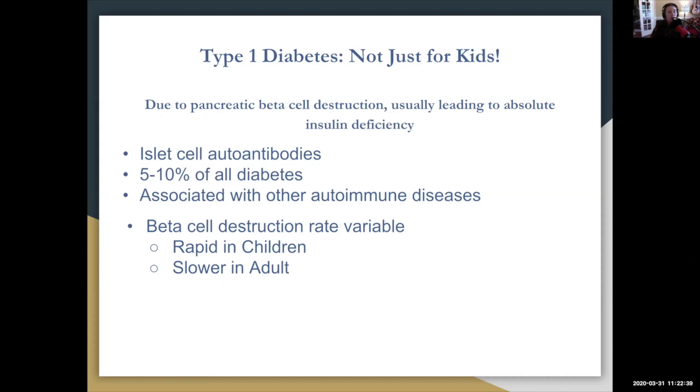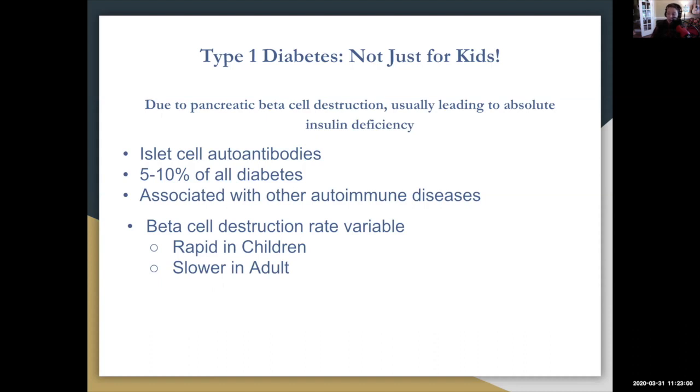Okay, so when we diagnose these patients, we see on the blood test that they have antibodies to those islet cells in their pancreas. Those are cells that make insulin. And this is much less common than type 2 diabetes. It only makes up between 5 and 10% of all of our diabetes cases.